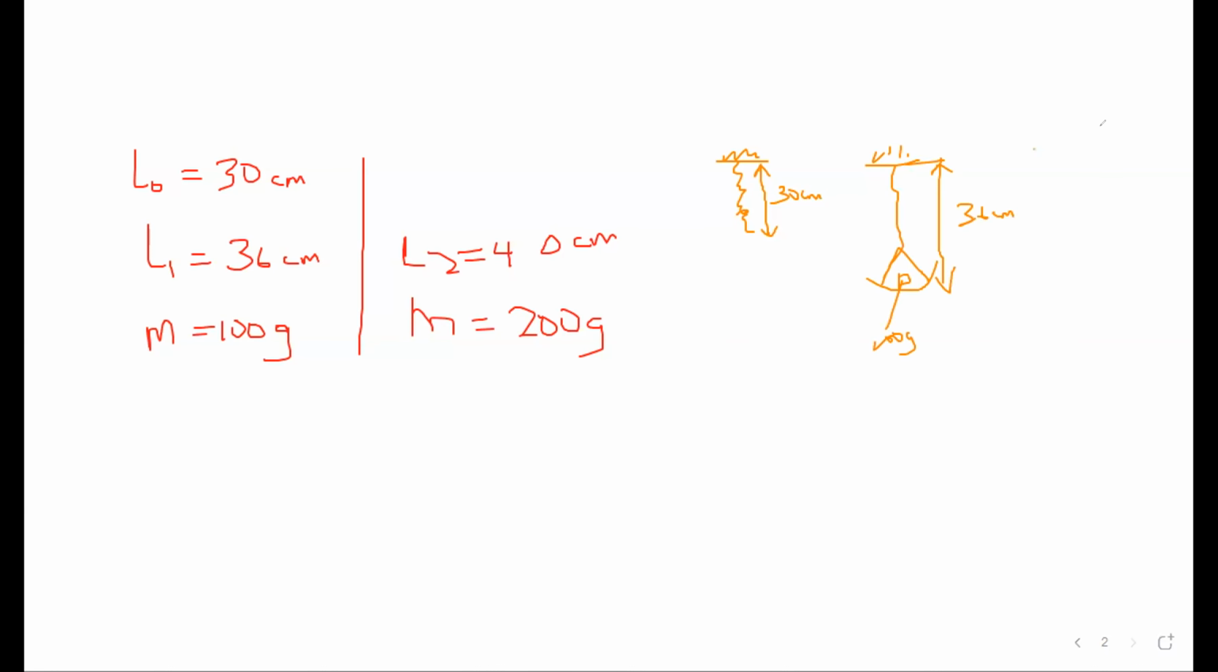And then also, when we put a mass of 200 grams in the pan, now these ones here, 200 grams, the extension that we have here becomes 40 centimeters. Now they are asking us, what is the mass of the pan?